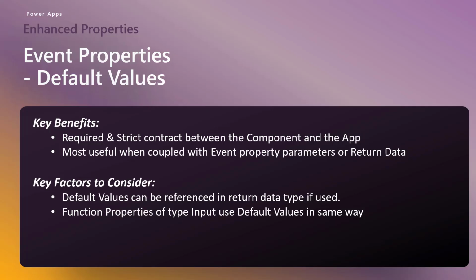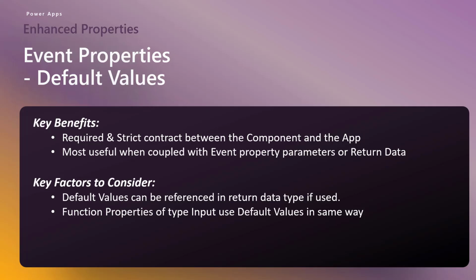Now, the key factors to consider is that default values can be referenced in return data if a return data type is used, which is pretty cool. We'll see both return data types of none and record. And then function properties of type input use default values in the same way. So event properties and function properties of type input are kind of like siblings or cousins. They are closely tied together.